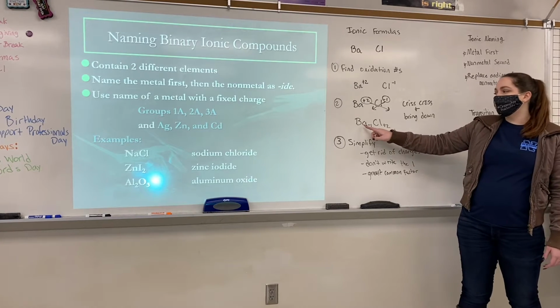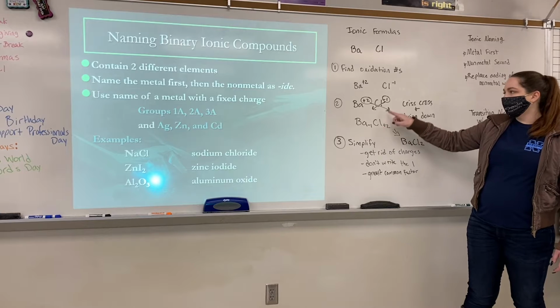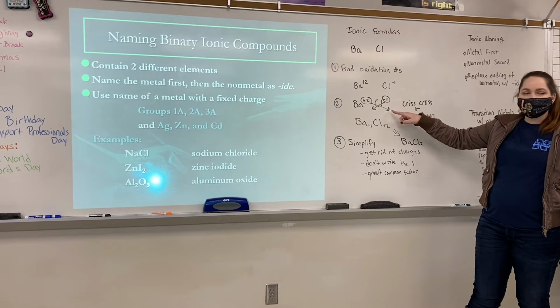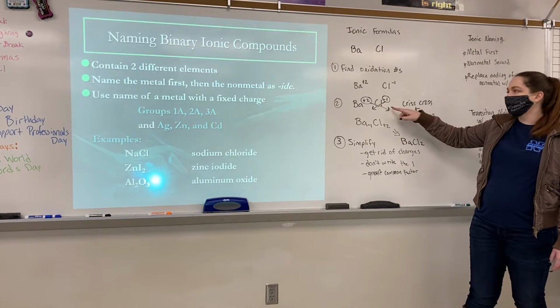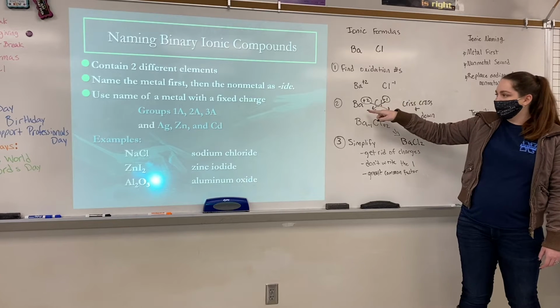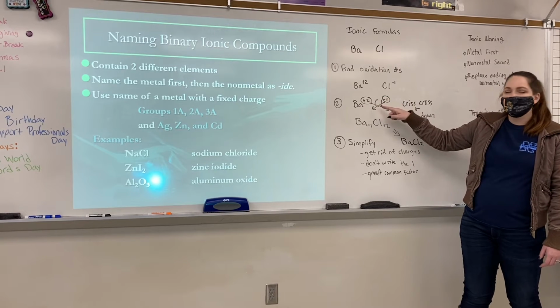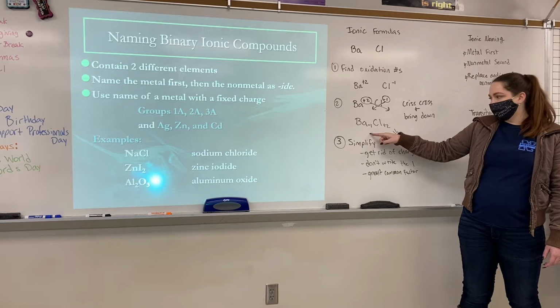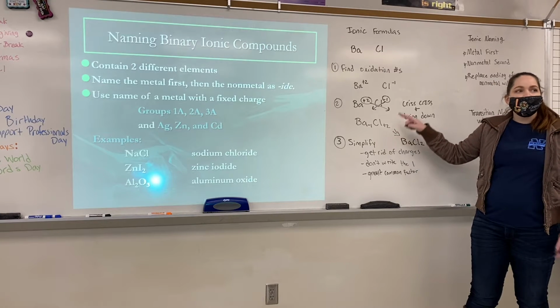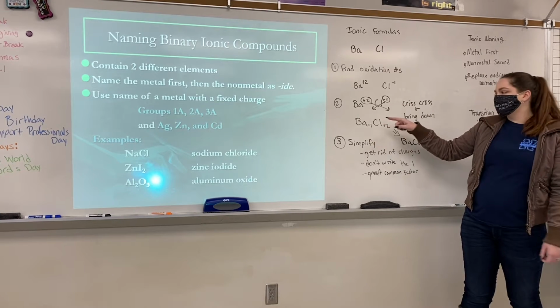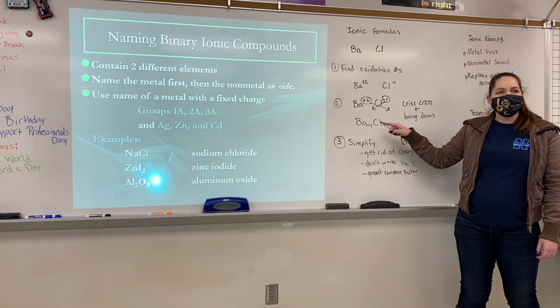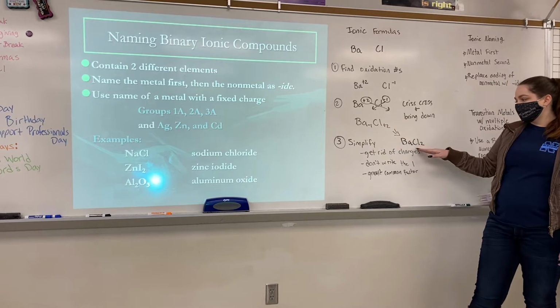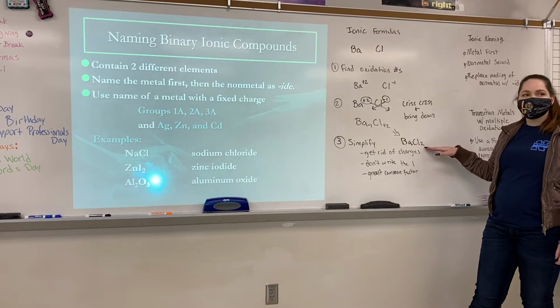So if you have Ba and then Cl, your +2 crisscrossed and came down after your Cl. Your -1 crisscrossed and came down in between your Ba and your Cl. So then you would have Ba -1, Cl +2. I don't write my charges, and I don't write my number 1s. So then I would simplify that into BaCl2.